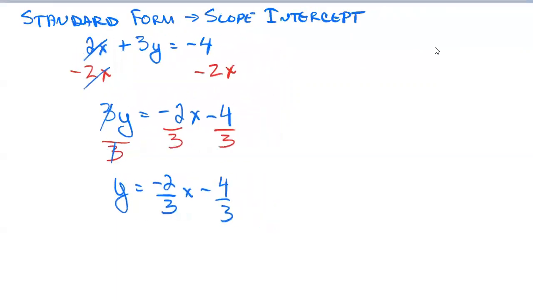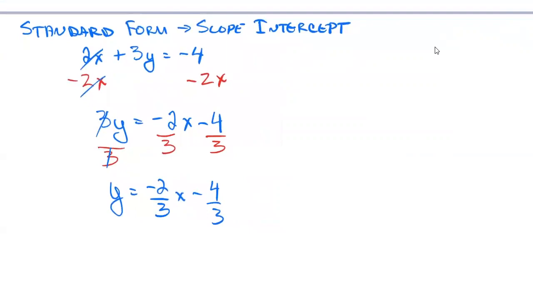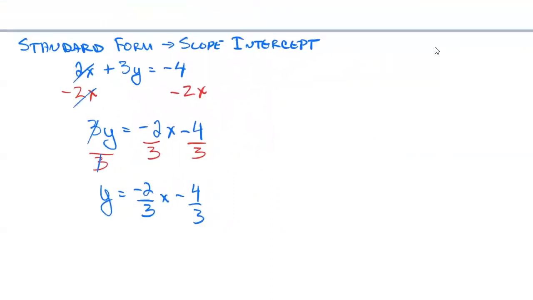And totally fine to leave those as fractions. Okay. So standard form to slope-intercept form, quite a few less steps, but still something that we need to be able to do. Okay. So there you go. You've got 2 different videos that show rearranging of all the different equations.